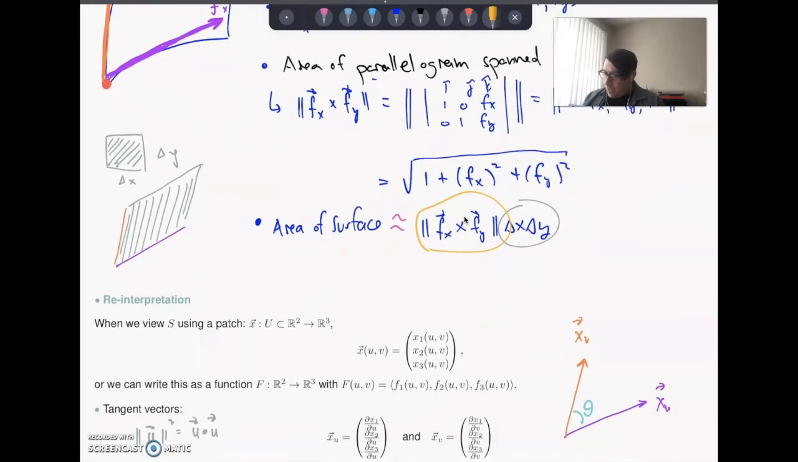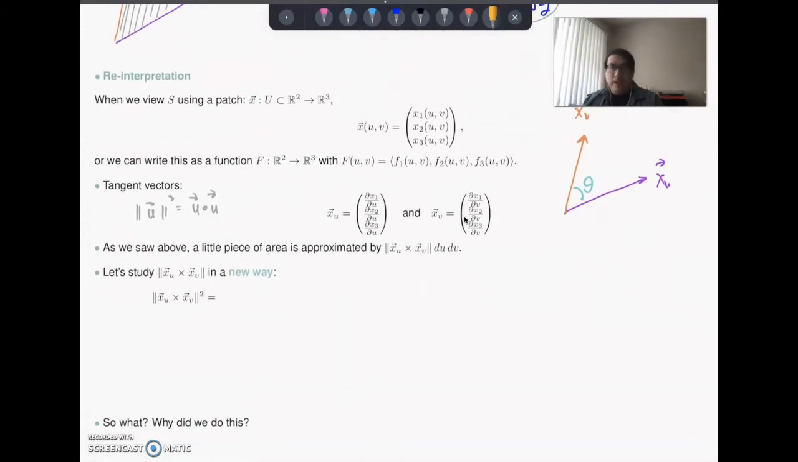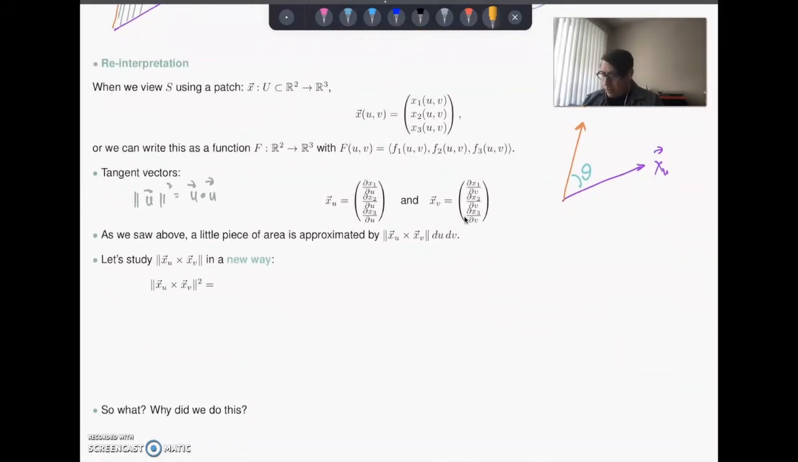Now, hopefully you've seen this calculation before. What I want to do is give you a reinterpretation of this calculation. So I'm going to change my notation slightly. I now have a smooth patch, and I'm going to have two variables, which I'm going to call u and v. And I have three coordinate functions that give me my description inside of R3. To do this, let's just study this cross product, but with slightly different notation, and look at it in a new way. So let's compute this.